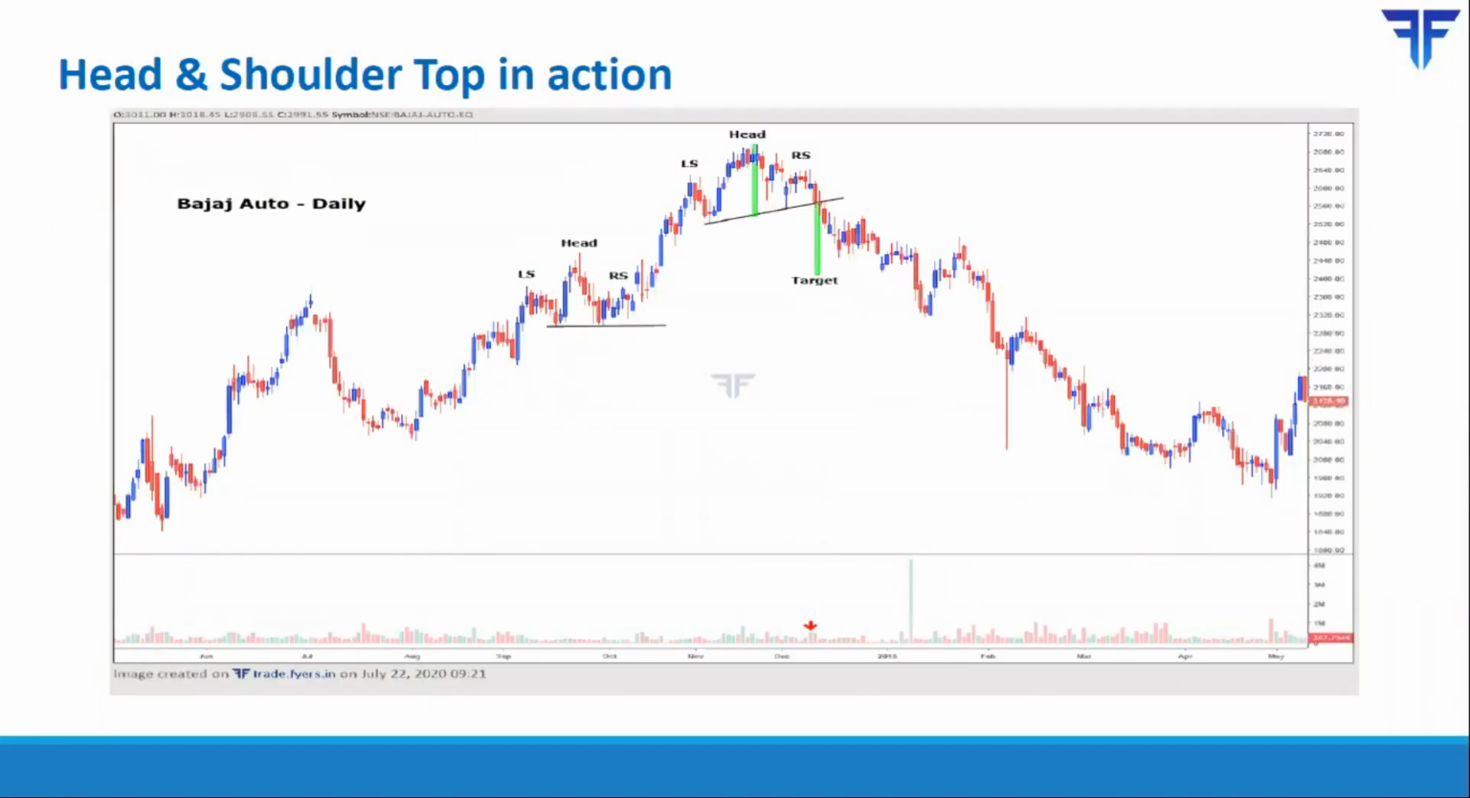Now this is a daily chart of Bajaj Auto. After a very strong rally in price, you can see a very nice head and shoulder pattern that formed. Look at the high of the head. It's above the high of the left shoulder, which is this, as well as above the high of the right shoulder, which is this. It's a very nice classic head and shoulder. The breakdown occurred somewhere over here. So you would be selling at this particular point in time when the breakdown occurs.